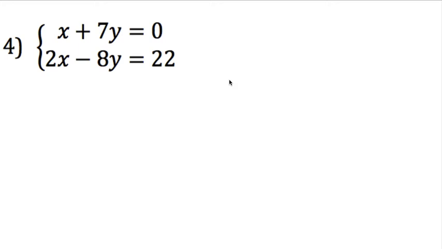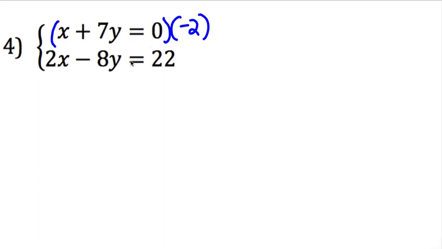And you can see that no, I'm not going to be able to do that. So my only option here is, if this is a 2x, I want this to be a negative 2x, so that they'll cancel. Okay, so what I need to do here is I need to take this top equation and multiply by negative 2, and that will help the x's to cancel.